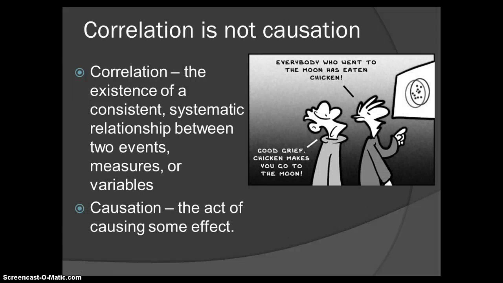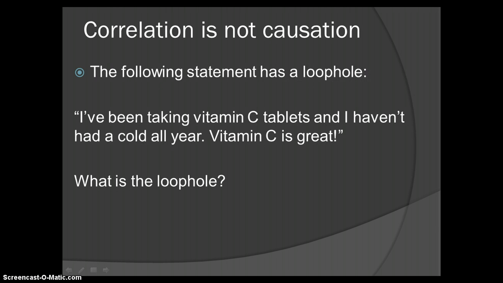Correlation is not causation. Correlation is the existence of a consistent, systematic relationship between two events, measures, or variables, while causation is the act of causing some effect. So the following statement has a loophole. I've been taking vitamin C tablets and I haven't had a cold all year. Vitamin C is great. What is the loophole?